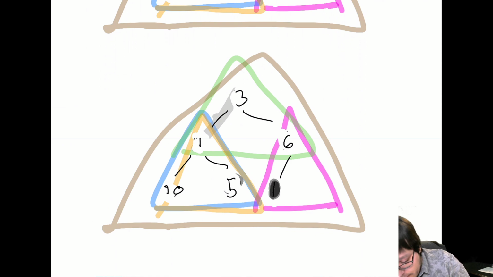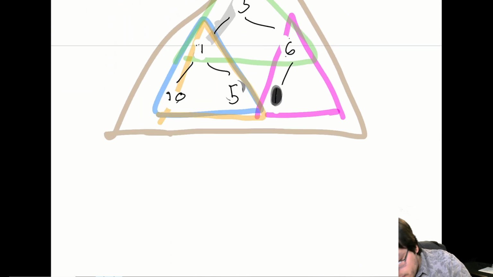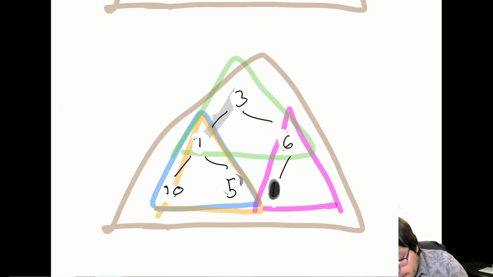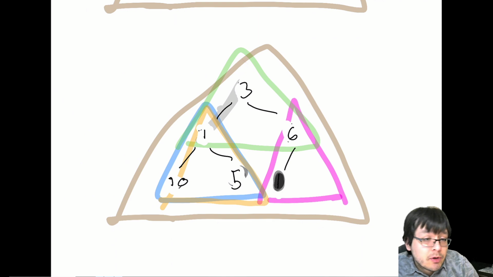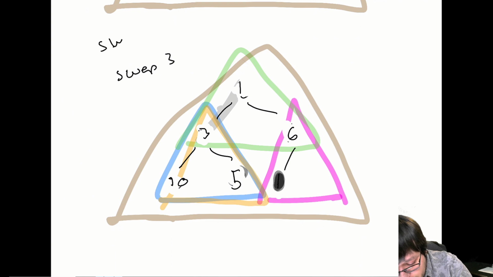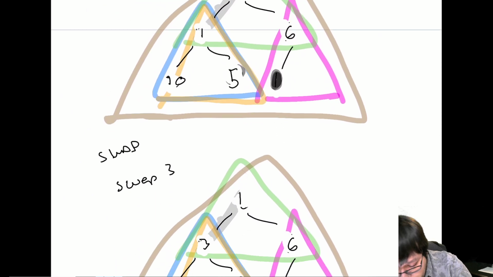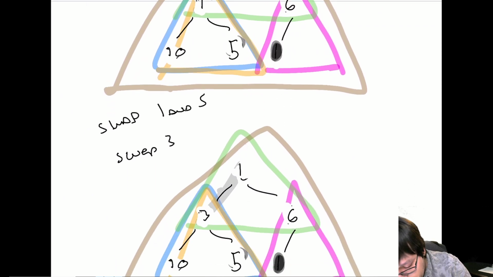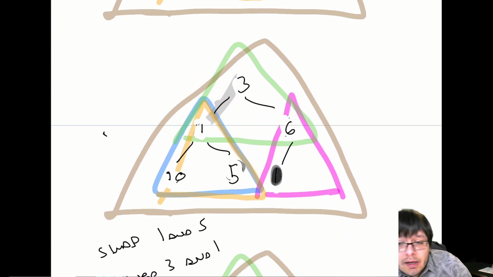And then you redraw. Another thing you could do if you don't want to redraw is you could verbally explain, and redraw every two of them. So you can say like swap three and one. You could write like swap one and five, and then swap three and one. And if you do both of them, then you could have skipped this middle drawing. I'd be okay with that.